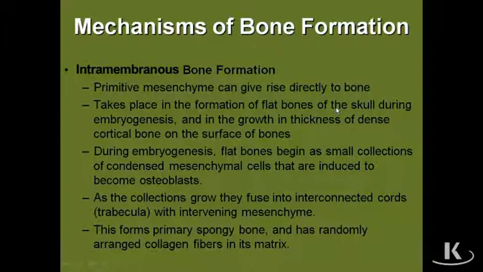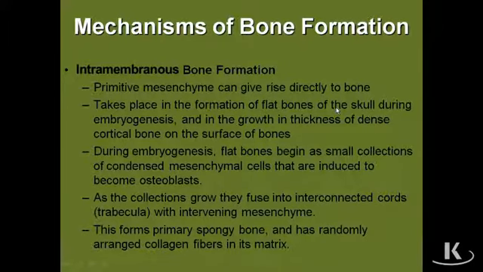During embryogenesis, flat bones begin as small collections of condensed mesenchymal cells that are induced to become osteoblasts. As the collections grow, they fuse into interconnected cords, which will form trabeculae, which will be surrounded with intervening mesenchyme. Ultimately, intramembranous bone will give rise to primary spongy bone and has a randomly arranged array of collagen fibers in its matrix.